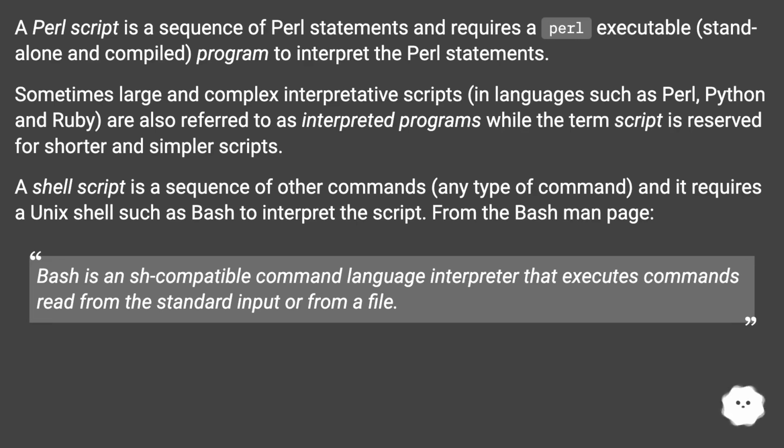A shell script is a sequence of other commands, any type of command, and it requires a Unix shell such as bash to interpret the script. From the bash man page. Bash is an sh-compatible command language interpreter that executes commands read from the standard input or from a file.